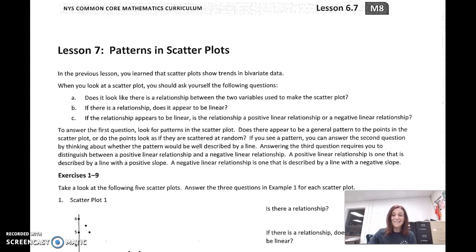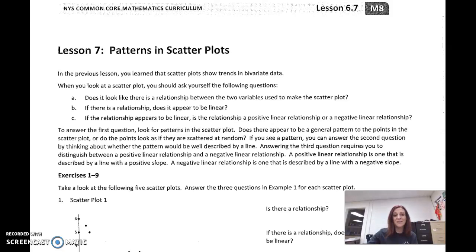All right, lesson 6.7. Lesson 7 is patterns and scatter plots. I know the notes seem long, but it won't take us long, and I really want you to have a lot of good examples, because now this is dealing with real life data, and real life data isn't perfect. And so we're going to have to make some decisions based on what we're given.